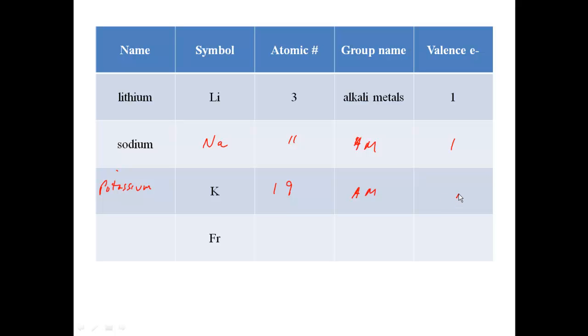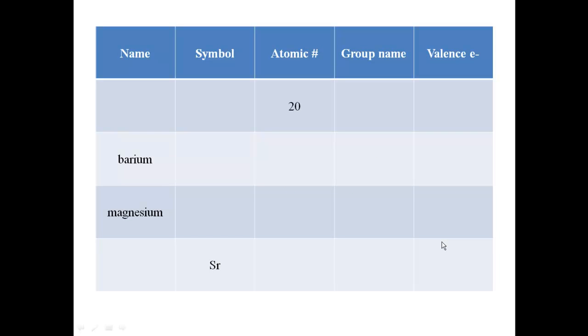And your last one is francium. Francium is number 87. It is also an alkali metal, and it has 1 valence electron. It's all the way down at the bottom of group 1. If we go on to the next one, we have number 20. Number 20 is calcium. Calcium is Ca. Its group name is an alkaline earth metal, so I'm going to write that one out.